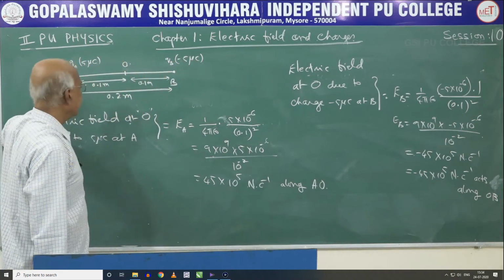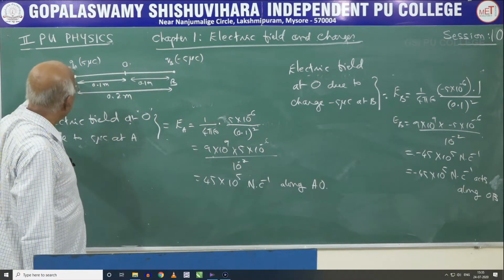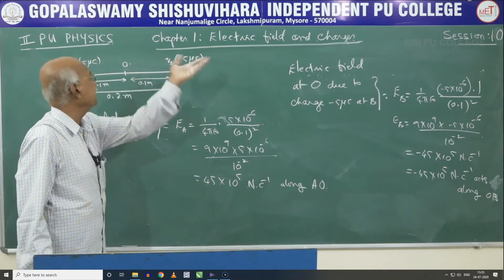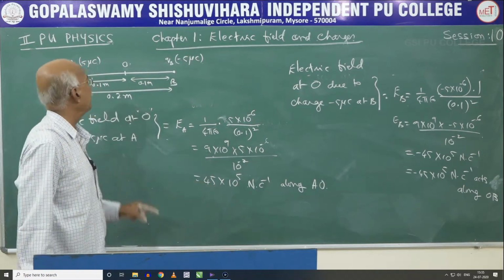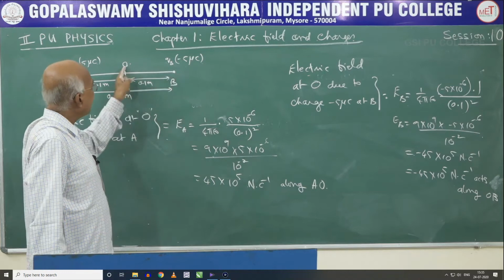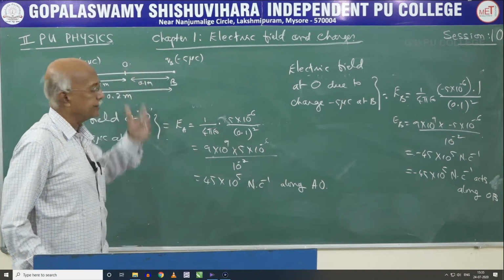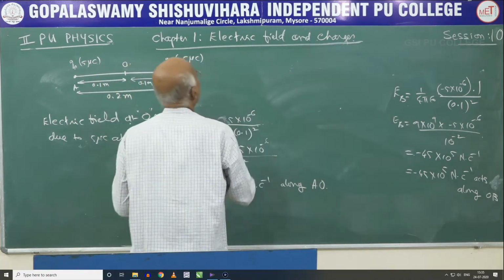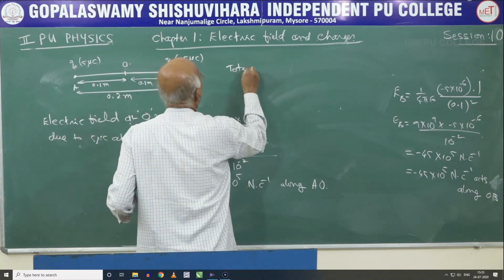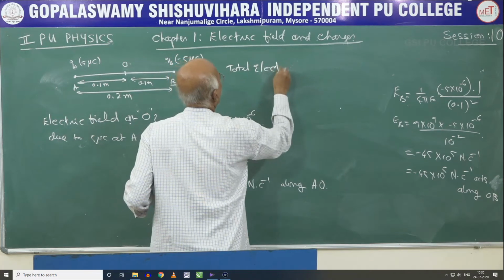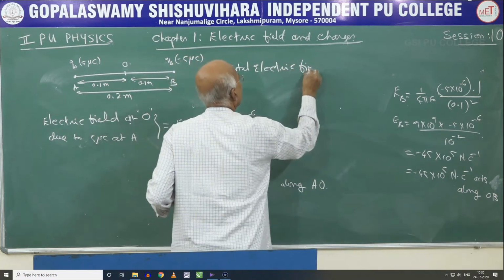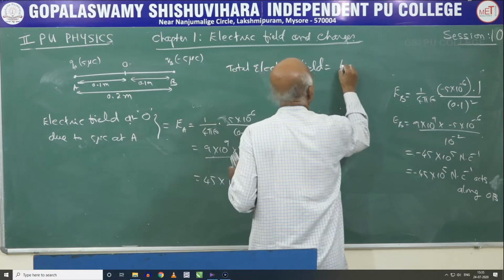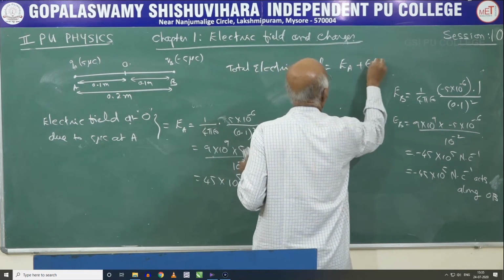Now if you observe the first case, the charge available at A pushes O along this direction. This is the value of the force available. The charge at B attracts this along the same direction, therefore all the charges act along the same direction, and the total electric field, if you write, is equal to E of A plus E of B.